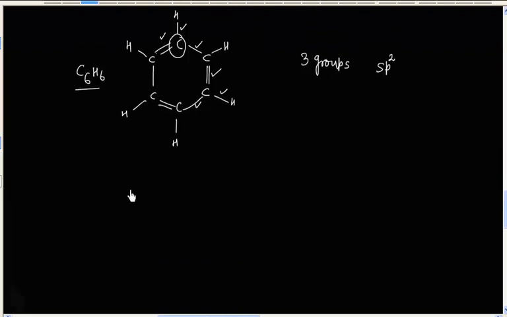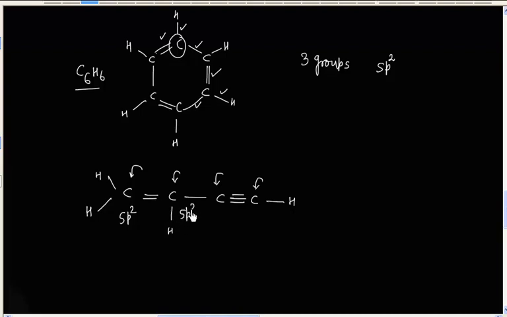Now let us take this molecule. What is the hybridization of each carbon? This carbon, this carbon, this carbon and this carbon. So count the number of groups. For this carbon we have 1, 2, 3 groups, so hybridization will be sp2. For this carbon we have 1, 2, 3 groups, hybridization will be sp2. For this carbon we have 2 groups, hybridization will be sp. For this carbon again we have 2 groups, so hybridization will be sp.